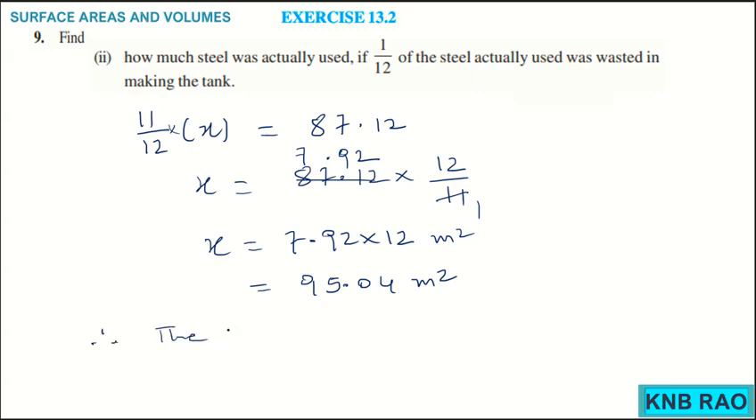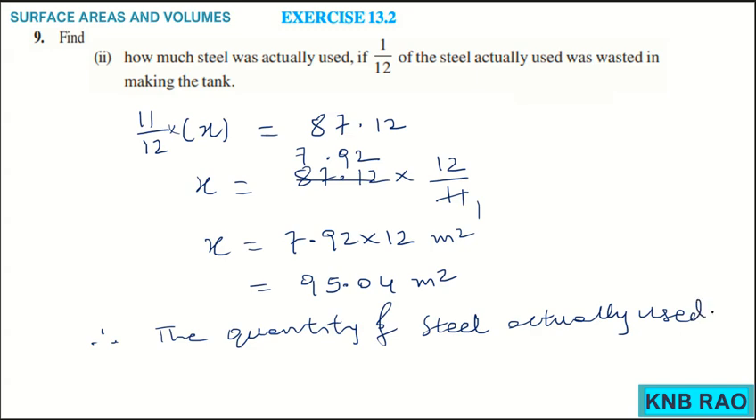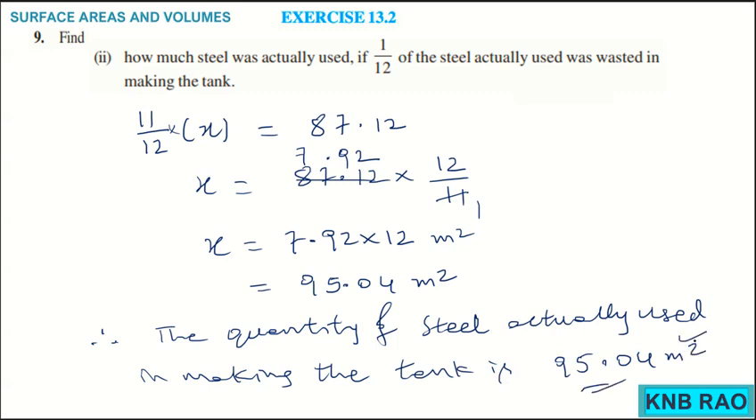Thus the quantity of steel actually used in making the tank is 95.04 meter square will come. This is how we solve this question. Okay.